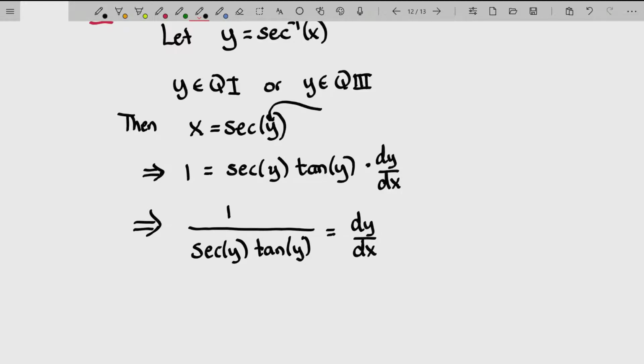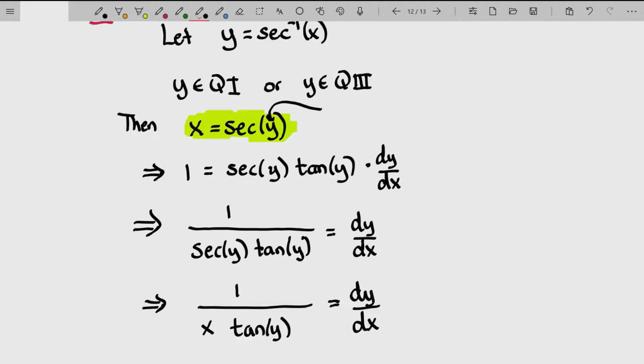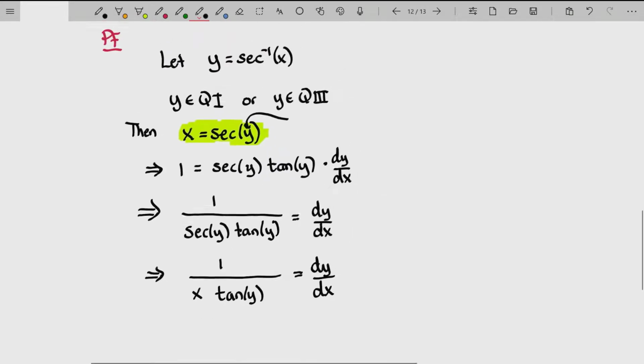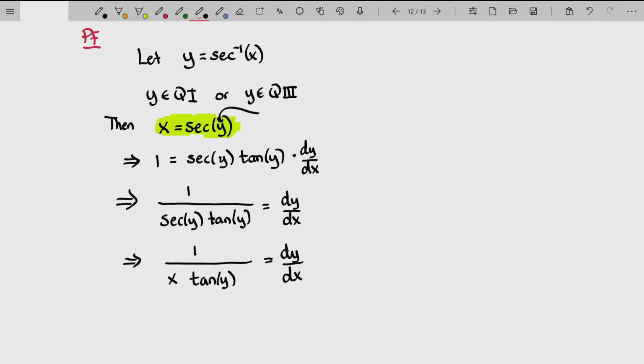We do know one thing about the secant of y. We know the secant of y is actually x. That's how we defined it. So we'll go ahead and replace that. That's 1 over x times the tangent of y equals dy dx. And finally, because it's trigonometry, I'm going to draw a triangle. Now remember, the secant inverse will return an angle in either quadrant 1 or quadrant 3. Let's draw them that way.